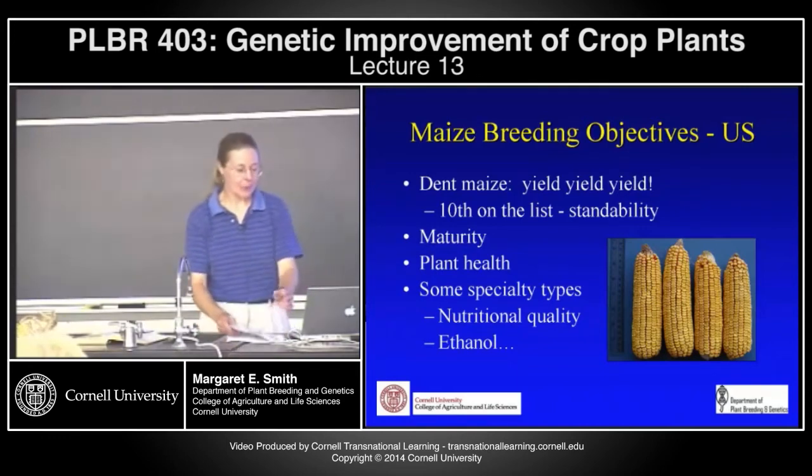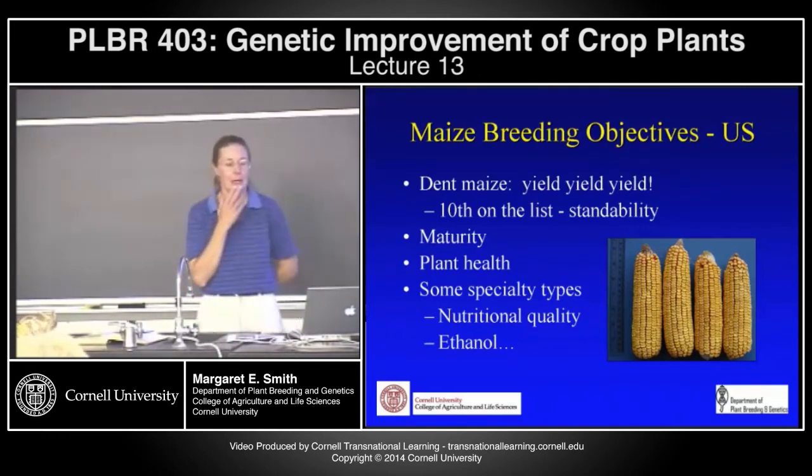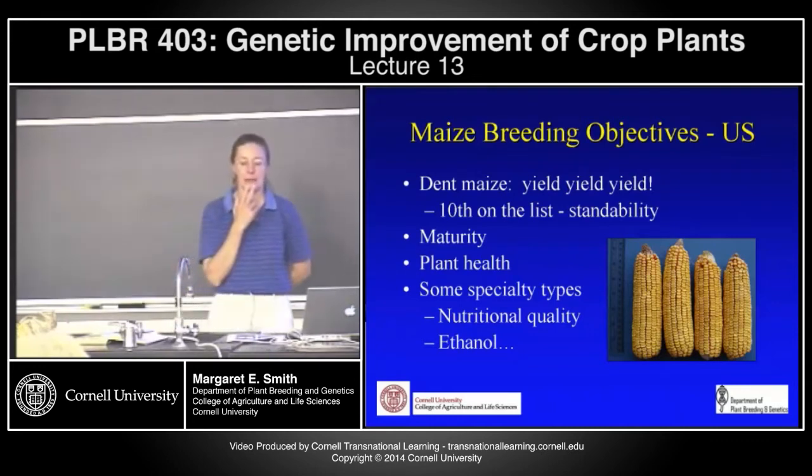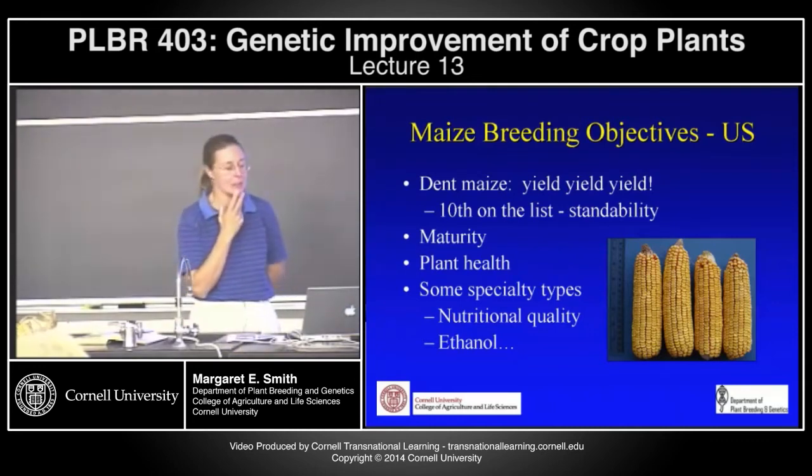So let's move on to breeding objectives. I've sort of sorted this out. I have US breeding objectives, and then I'll talk more about breeding objectives in places like the tropics.